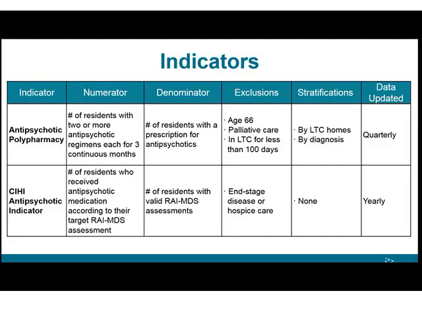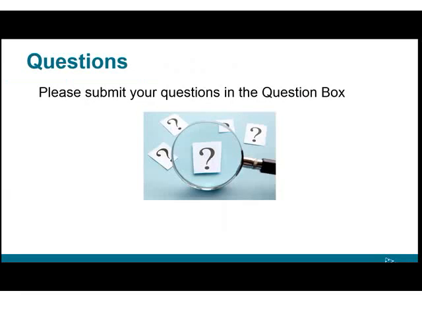And then the final one is the CHI antipsychotic indicator, and this is the number of residents who received antipsychotic medication according to their target RI-MDS assessment. And again, the exclusion is end-stage disease or hospice care. That data is only available for update yearly at the current time through CHI. Next slide, please.